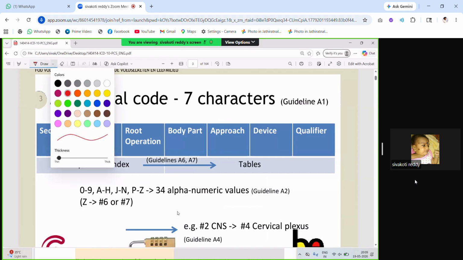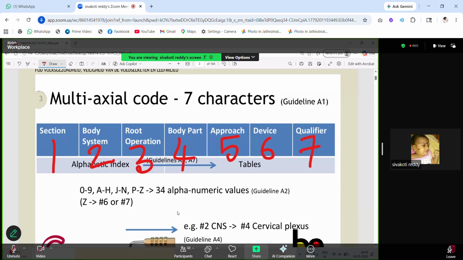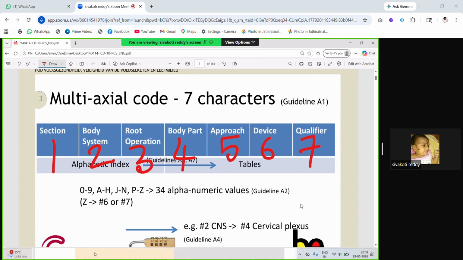The first character is section. Then body system, root operation, body part, approach, device, qualifier. We are going to learn about each character here. Note down the characters: section, body system, root operation, body part, approach, device, qualifier.